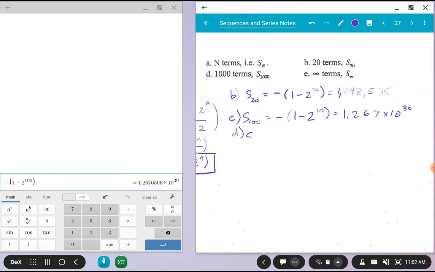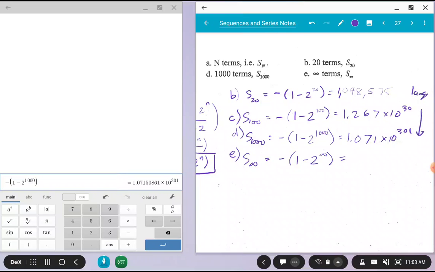Let's do 1,000 terms. S sub 1,000 is negative 1 minus 2 to the 1,000 power. So in my calculator, I'm just going to add another 0 here. And this value is going to give us 1.071 times 10 to the 301st power, an even larger number. So you can expect to see that as you go to E, S sub infinity is going to equal negative 1 minus 2 to the infinity power. And this just gets so infinitely large. These numbers are getting larger and larger and larger, so this is basically going to infinity.